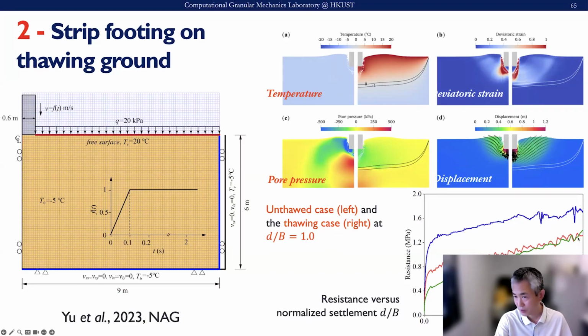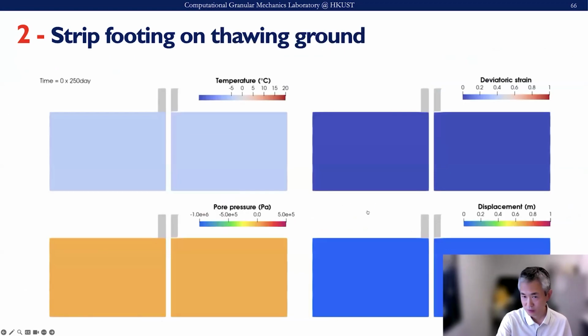Okay, totally the final case. And then the difference can be up to more than 30 or 40%. Which means that if you don't consider the thawing effect in the frozen soil condition case, you would overestimate the bearing capacity of this foundation by 30 to 40%, and which is unsafe here.